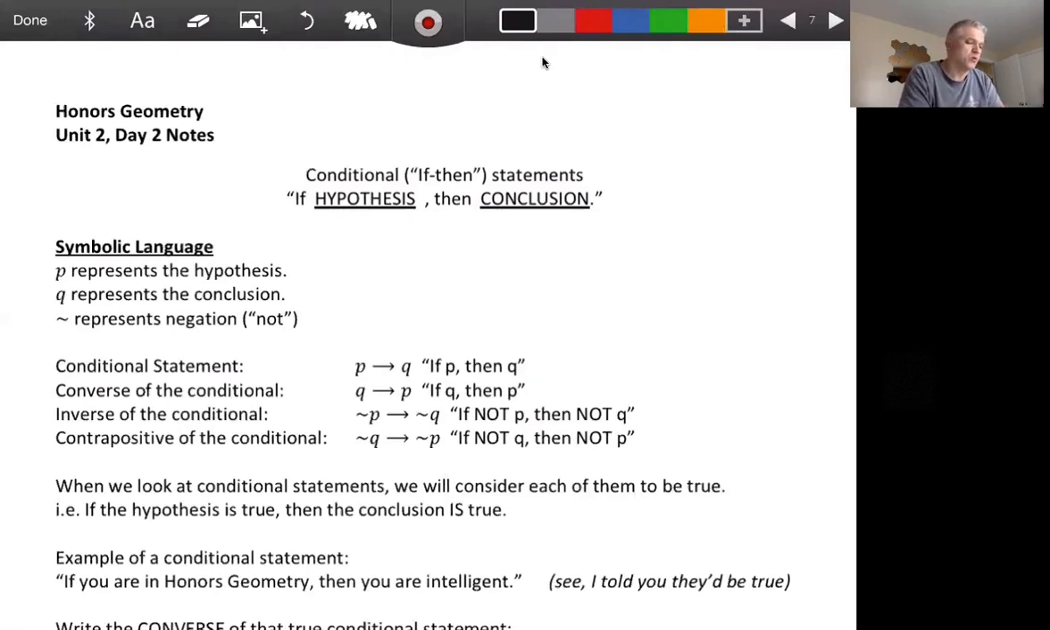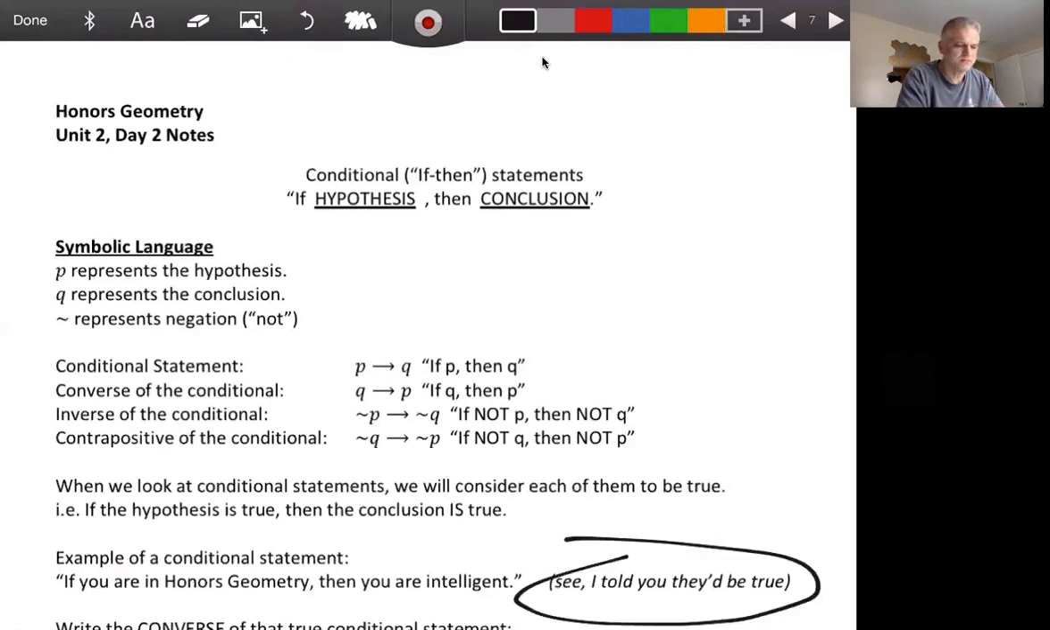When we look at conditional statements, we're going to consider that those conclusions are true. A hypothesis is a guess. It says, if this is true, then this is true. So in all of the conditional statements that we're going to be studying, we're assuming that those statements are true. Here's a great example of a conditional statement. If you are in honors geometry, then you are intelligent. The hypothesis: you are in honors geometry. The conclusion: you are intelligent.